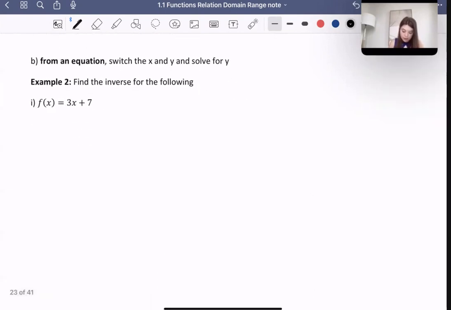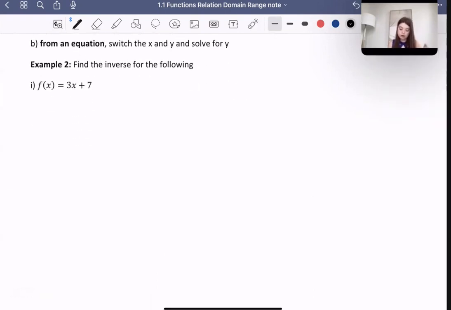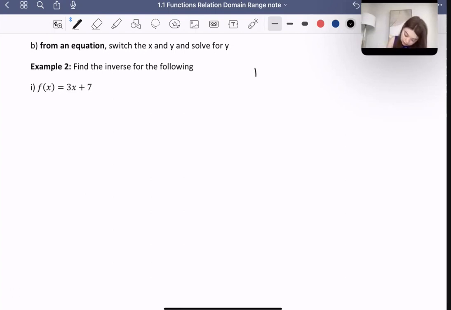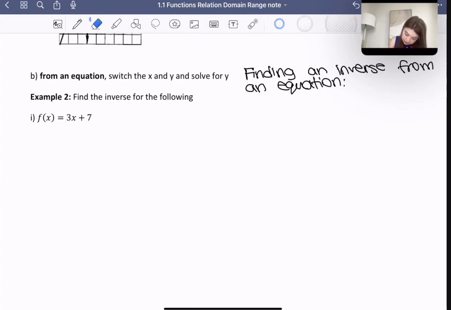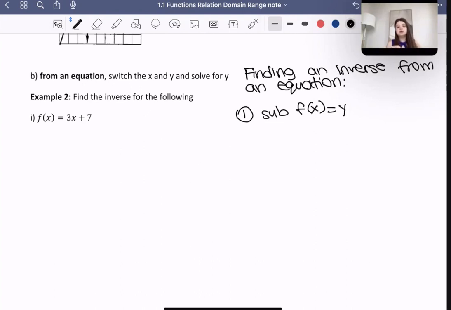Okay, now what if it's from an equation? What we do is we're going to switch the x and y values, and then we're going to solve for our new y. So there's actually 4 steps I want to talk about when it comes to these, okay? So step 1 for finding the inverse from an equation, and actually let's label this as finding an inverse from an equation, okay? So step 1 is to sub f of x, or whatever our function is, to y. We're going to switch from f of x to y.